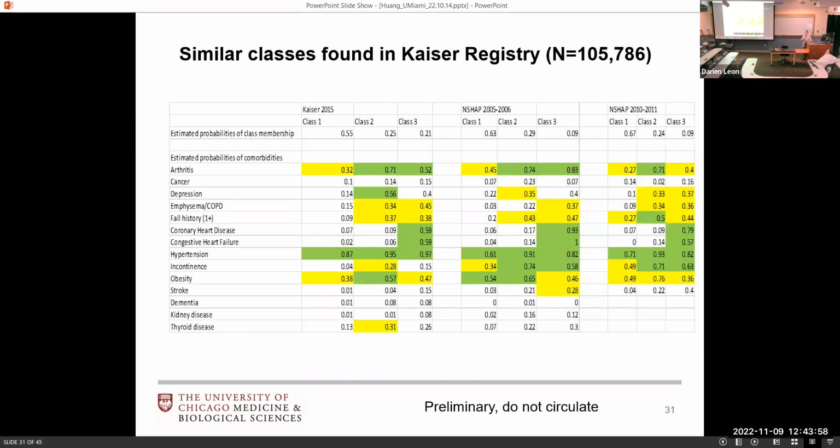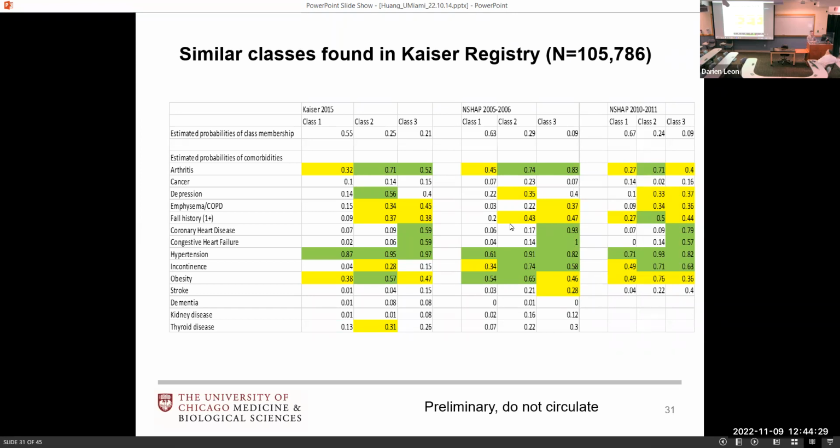So this was the biggest leap we did, which is we went from the data sets of 10,000 people from NSHAP, 2,000 or 3,000 from NSHAP, and applied it to this giant registry of Kaiser and looked for the same groups. And this middle group is just re-showing the heat map from NSHAP. You'll notice that when we apply it to Kaiser, we find the same heat map. We seem to find the same 3 classes.